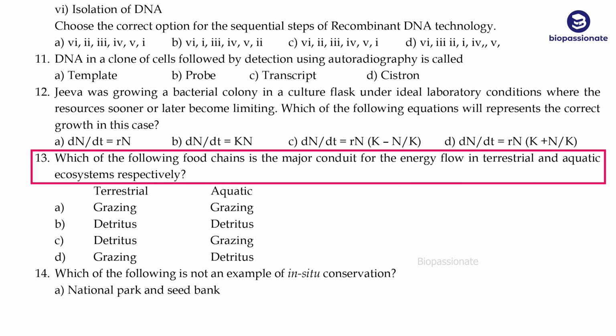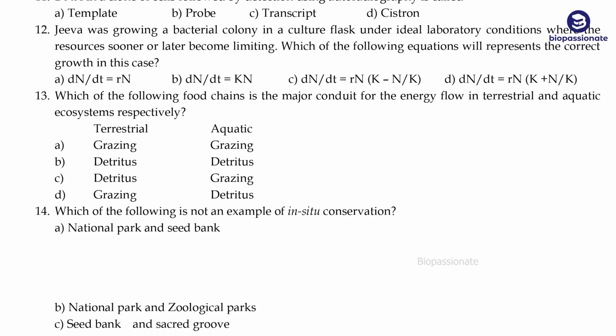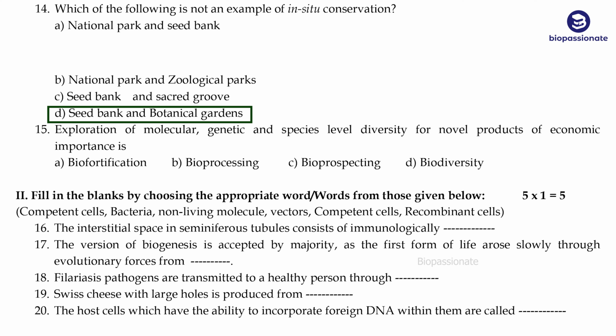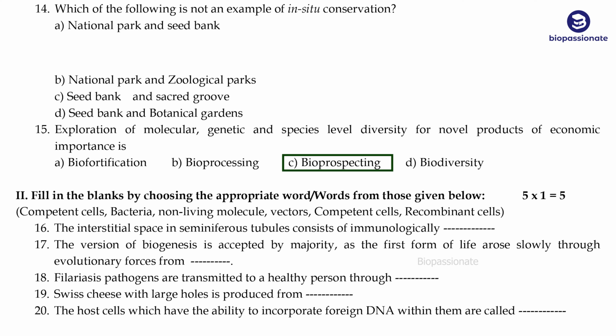13. Which of the following food chains is the major conduit for the energy flow in terrestrial and aquatic ecosystems respectively? The answer is option A, terrestrial, grazing, aquatic, grazing. 14. Which of the following is not an example of in situ conservation? The answer is option D, seed bank and botanical gardens. 15. Exploration of molecular, genetic, and species-level diversity for novel products of economic importance is. The answer is option C, bioprospecting.